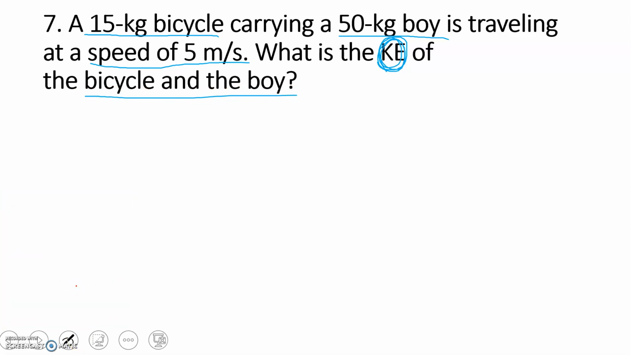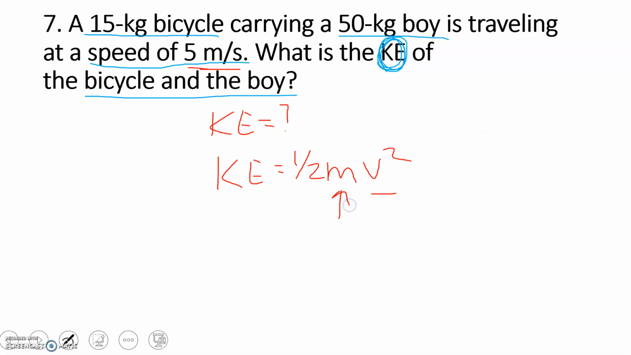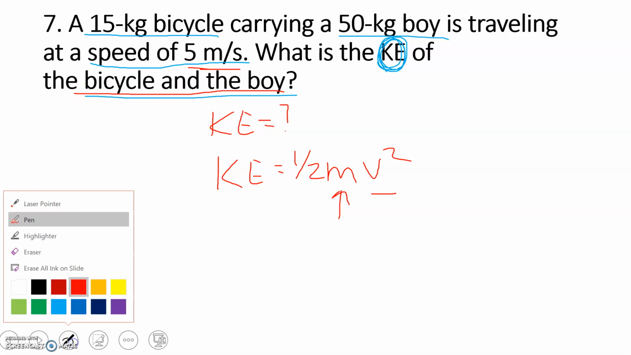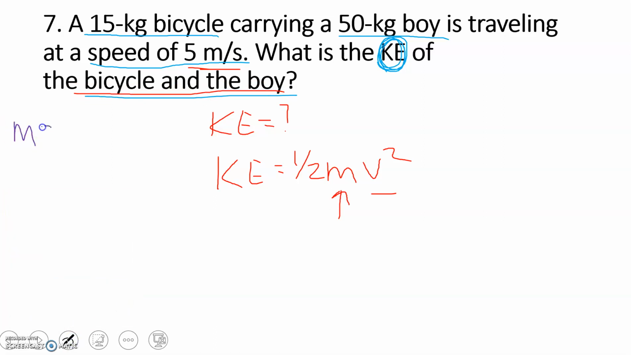So what we're going to need to do first is figure out their mass, because we're looking for kinetic energy, right? Remember, our formula for kinetic energy is 1/2 mass times velocity squared. We know the velocity was 5, so we could plug that in, but we don't know the masses quite yet of both the bicycle and the boy. So we're going to need to figure that out first. So the mass of the bicycle and the boy is going to be 15 plus 50. So the mass of both of them combined should be 65 kilograms.